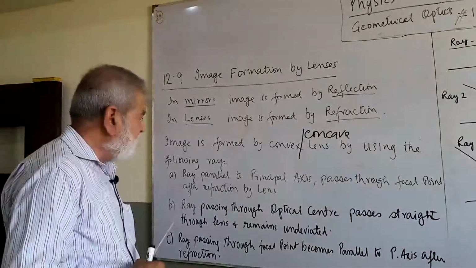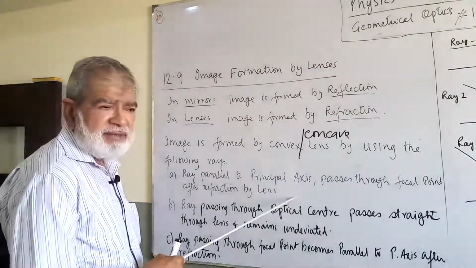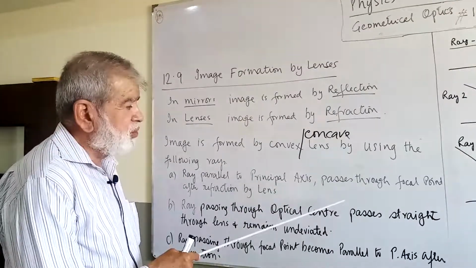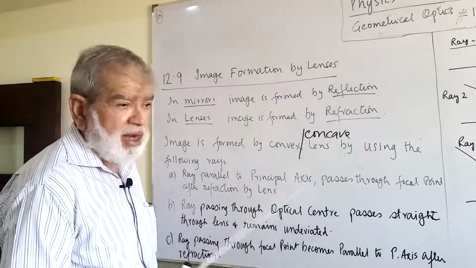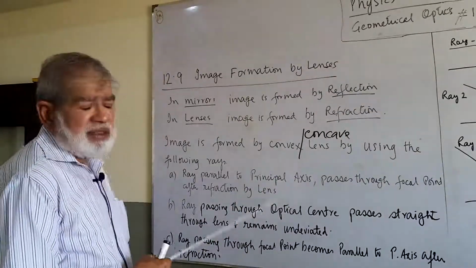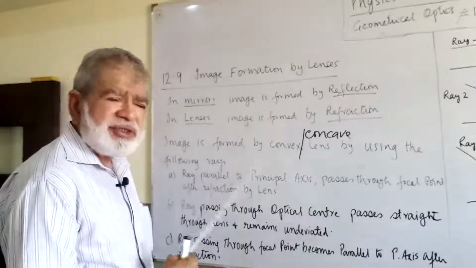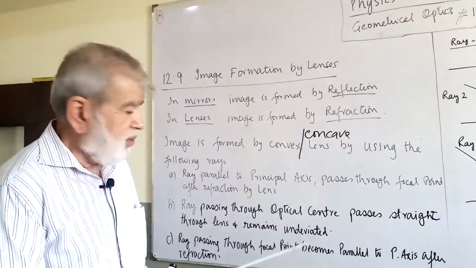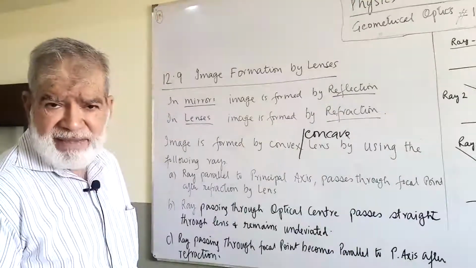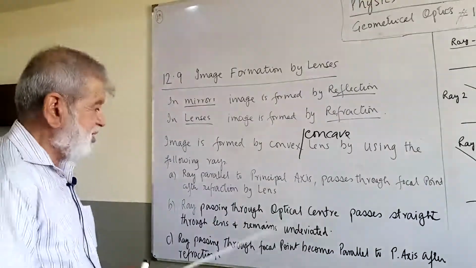I will say again. A ray parallel to the principal axis passes through the focal point after refraction. A ray passing through the optical center passes straight through the lens and remains undeviated.